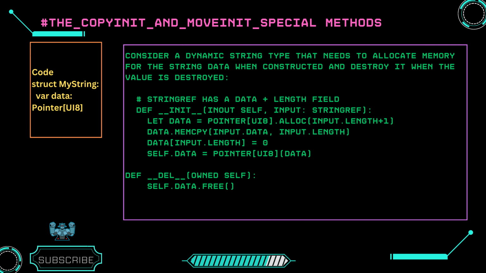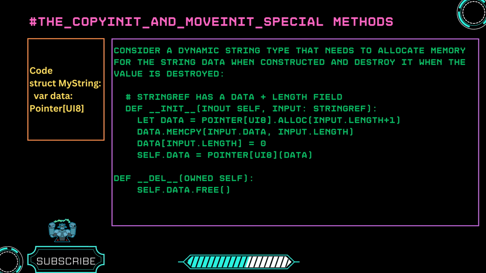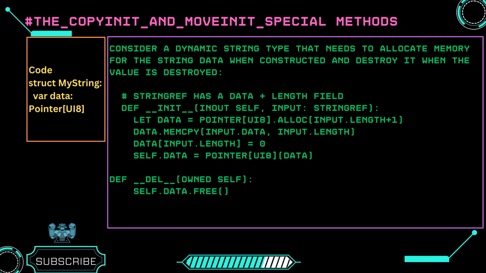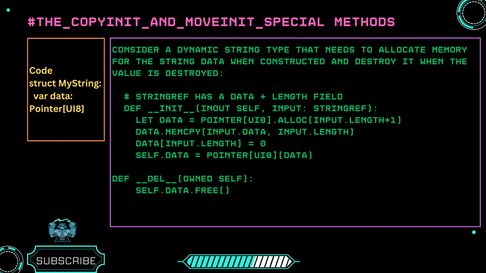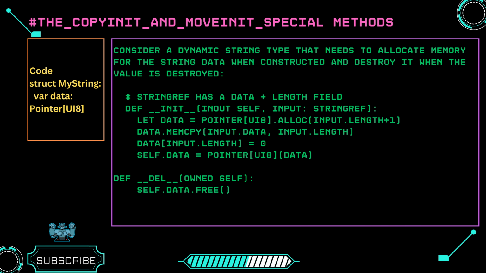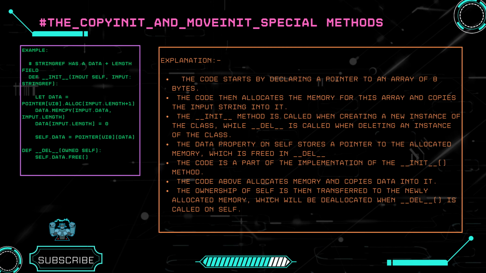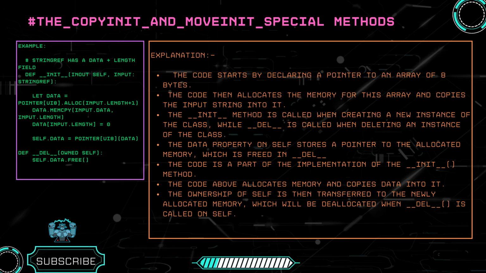Now let's discuss the copyInit and moveInit special methods in Mojo programming. Please find the syntax and example task given for your reference. Please pause the video and go through the syntax and example to understand the logic. Let's discuss the given example and its explanation.